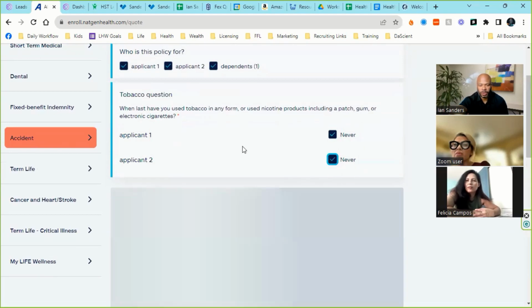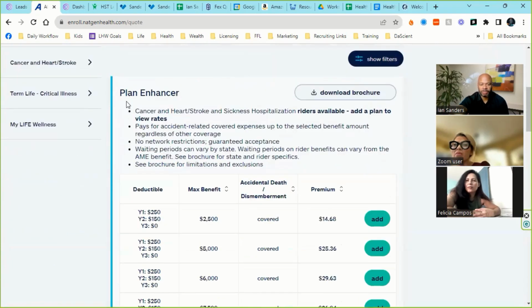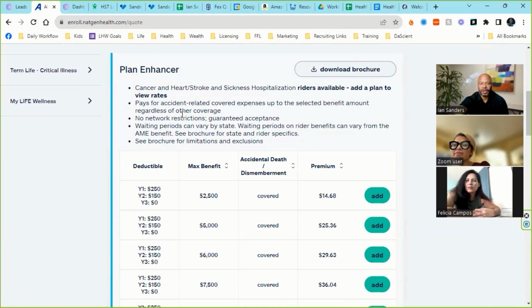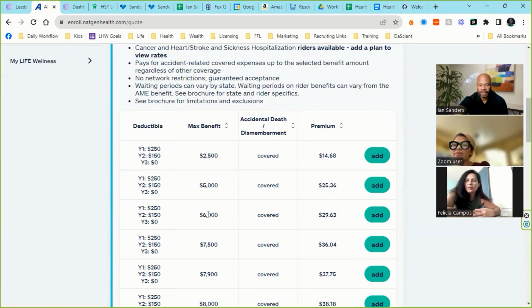Neither one of them smoke. And so basically what the plan enhancer allows them to do is if they're admitted to the hospital because of an accident, it's going to pay out whatever this amount is. Now, what you want to do is, depending on their budget, like if they're really, really strapped for cash, I might do the 2,500 and just let them know, hey, I know your out-of-pocket maximum is $3,000, but this is going to cover the majority of it. It'll cover 2,500 if you go in because of an accident. But because there's some room, I'm going to do 5,000.